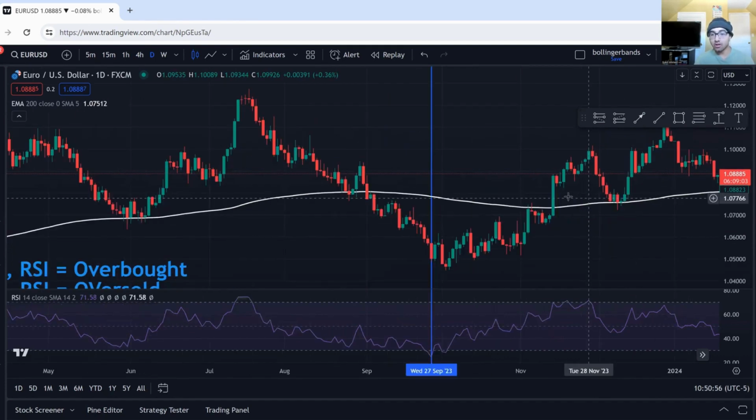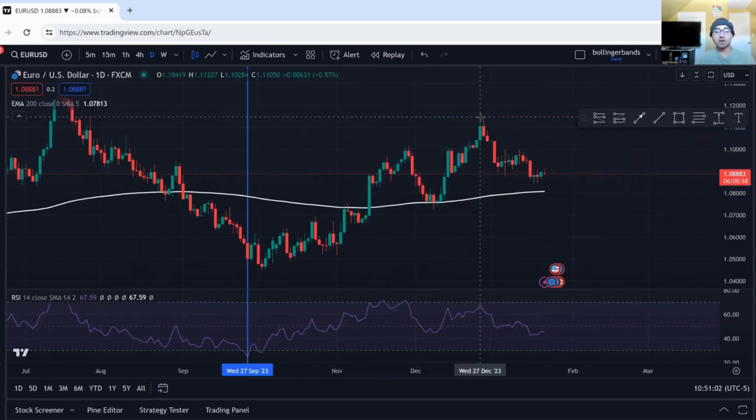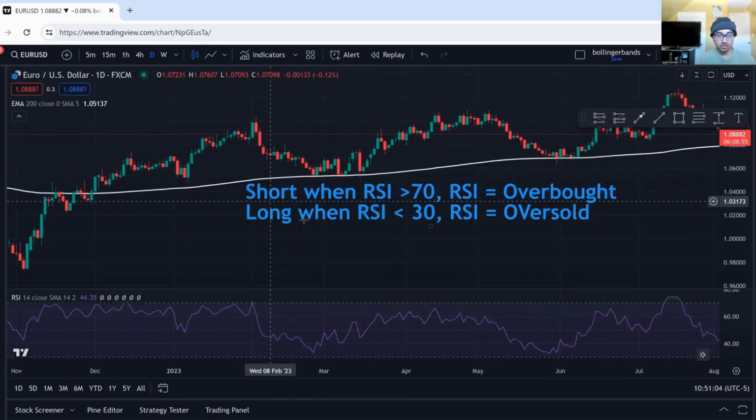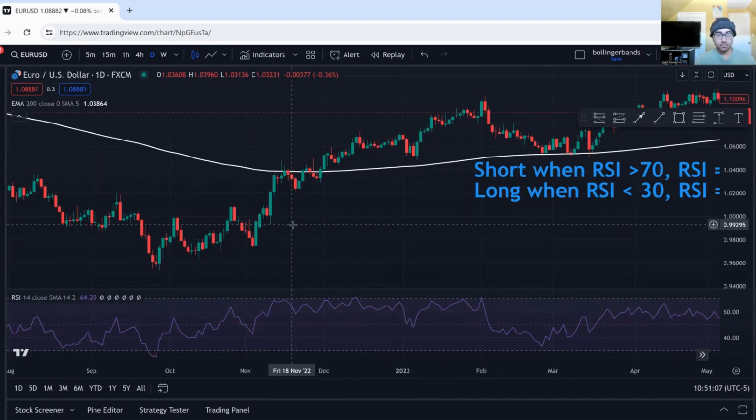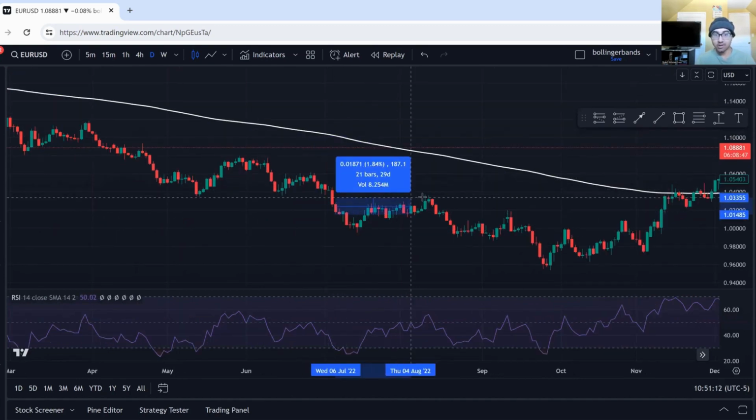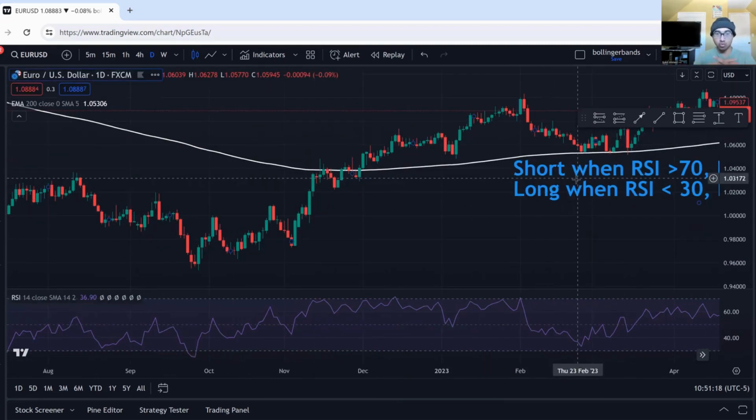You'll notice over here, if you started selling, it would have worked out a little bit, but most likely you would have gotten stopped out. And again, over here, you would have sold and it works out for a very tiny bit, but then overall you get stopped out. So it's not going to work all the time. Like anything else, you have to couple it with other things.